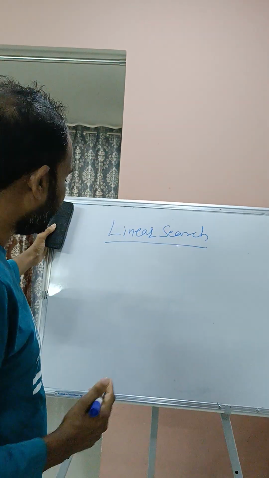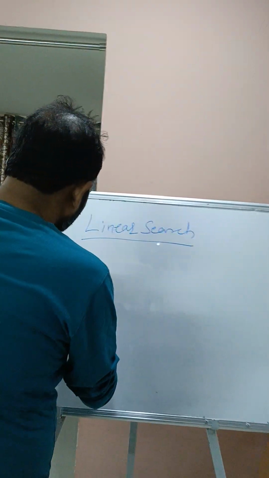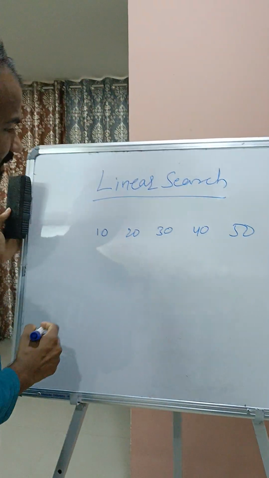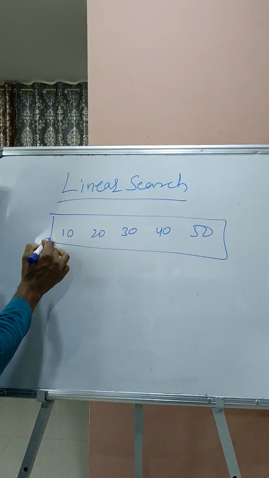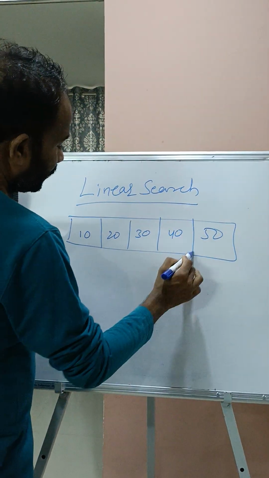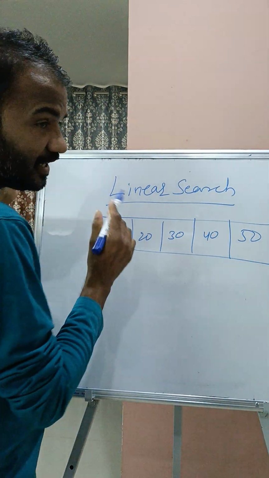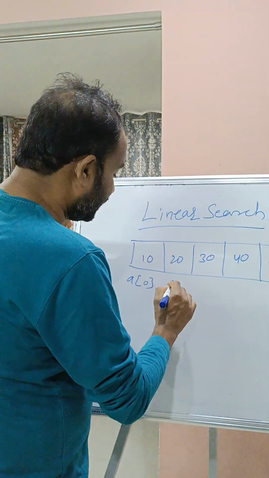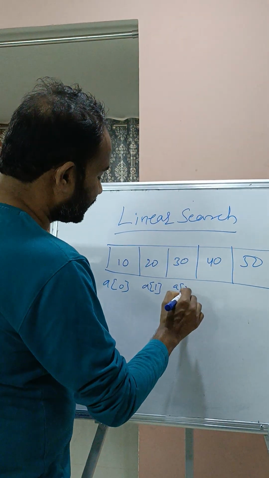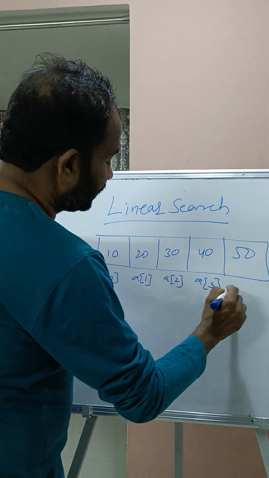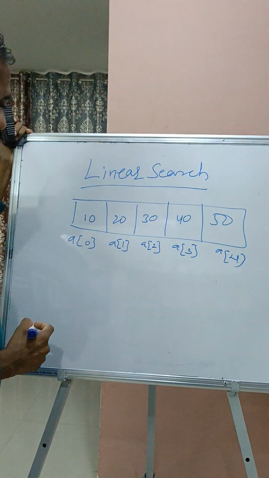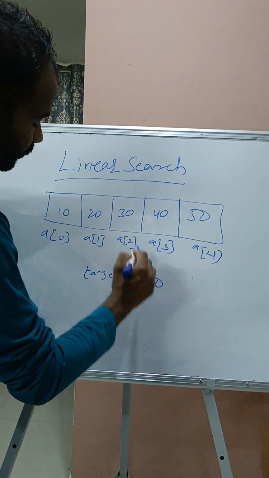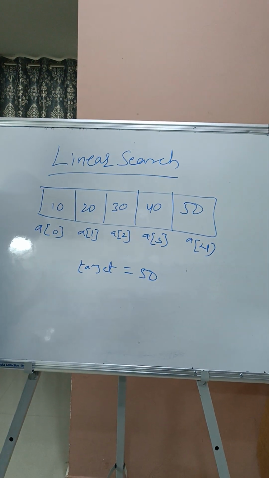Suppose an array contains 5 elements. These are the 5 elements of the array. Suppose the array name is A. This is A of 0, because array index starts with 0. So the first element is A of 0, second element is A of 1, third element is A of 2, fourth element is A of 3, and fifth element is A of 4. Now our target element is 50. So how is the linear search going to be done?